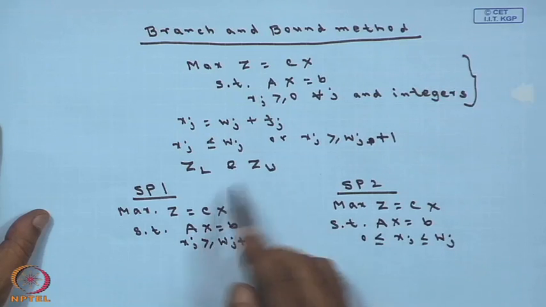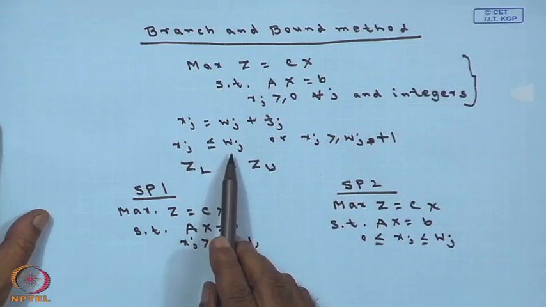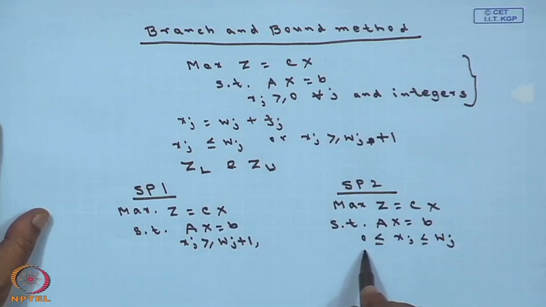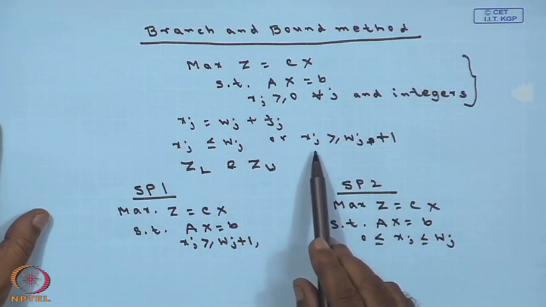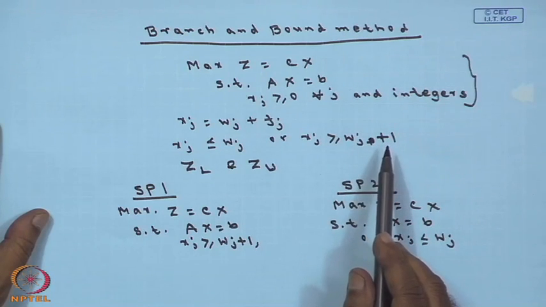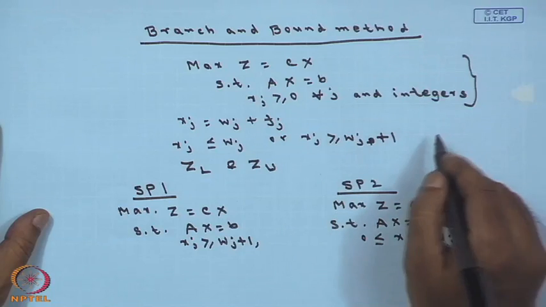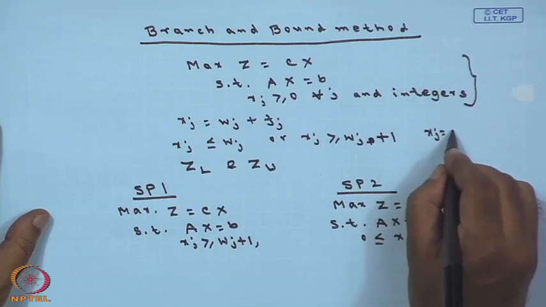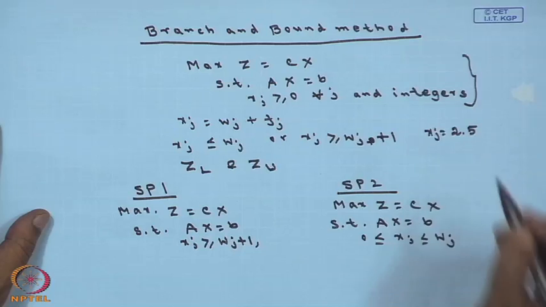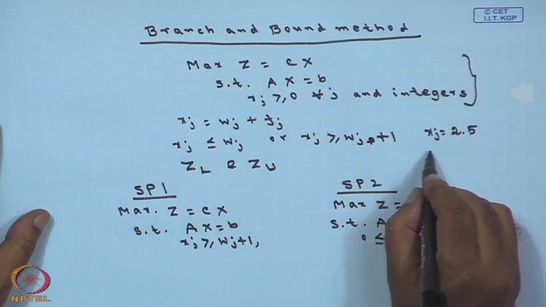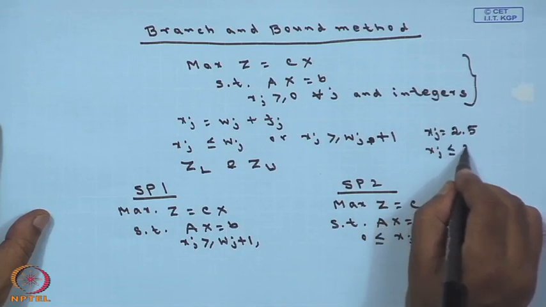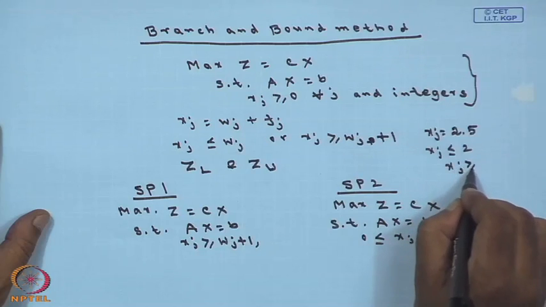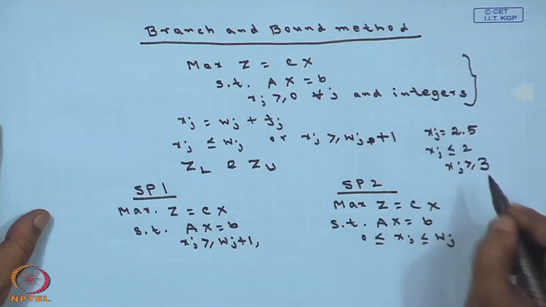This is coming from these two conditions. One is x j less than or equal to w j. From here you can write 0 less than or equal to x j less than or equal to w j, because x j is always greater than or equal to 0 and its upper bound is w j. Whereas, for the other case x j will be greater than or equal to w j plus 1. For example, if x j is taking some value like 2.5, then one constraint is x j less than or equal to 2, and the other is x j greater than or equal to 2 plus 1, that is 3.